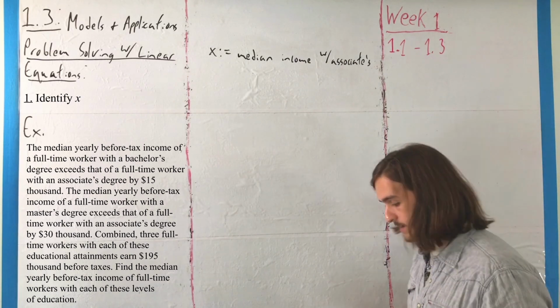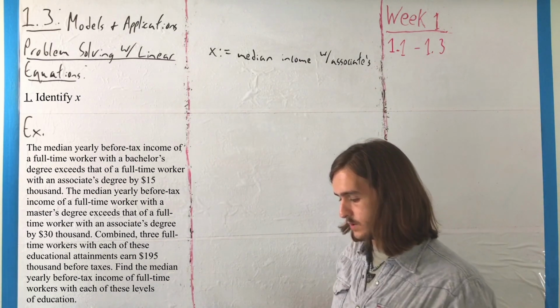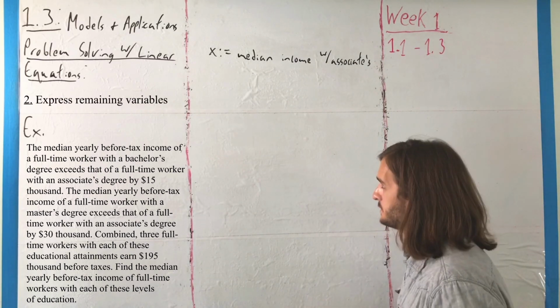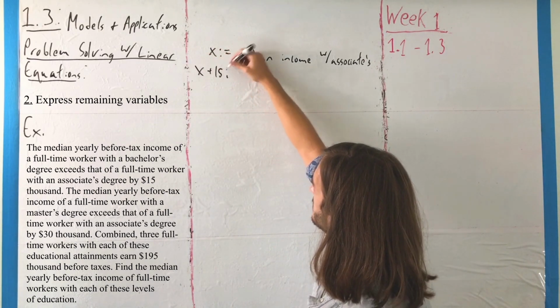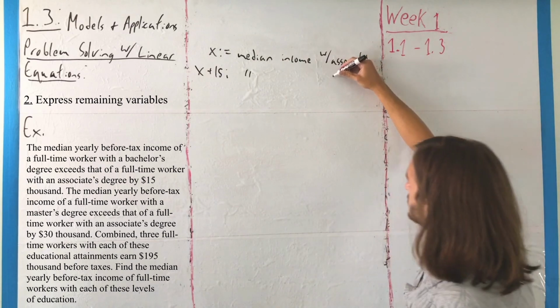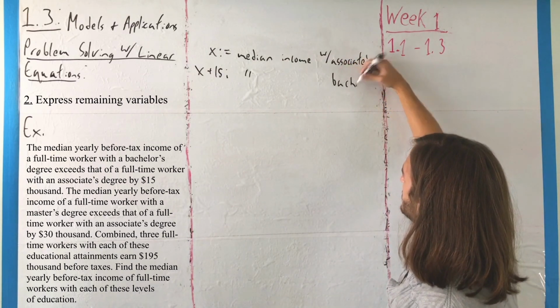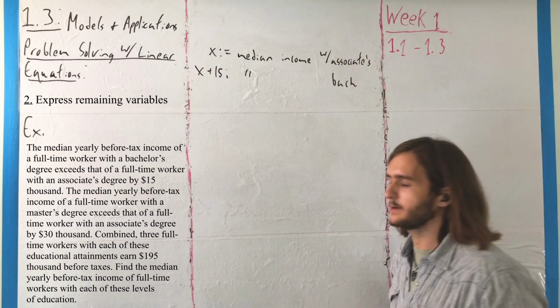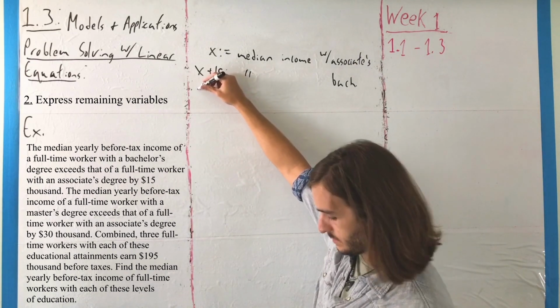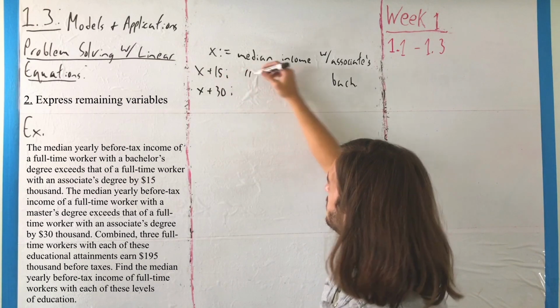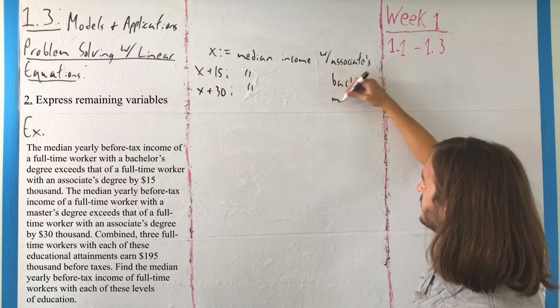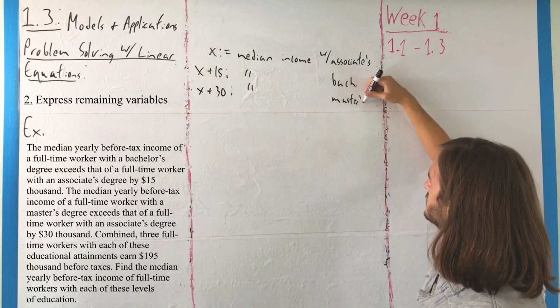So, if we have that piece of information, then going on to the next step, that will tell us that X plus 15 is going to be the median with a bachelor's. I don't want to misspell that and embarrass myself. While X plus 30 will be the same thing, but with a master's degree instead.